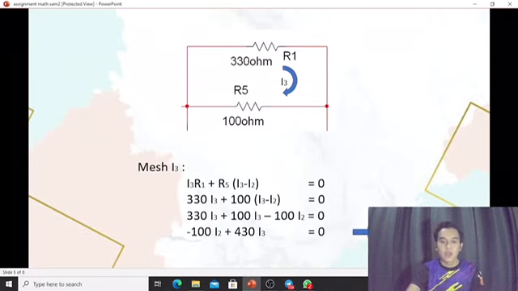Lastly, we have to finish circuit I3. Same as the other circuits, we have to know the direction of the electric current. So the problem will be solved. The answer for mesh I3 is negative 100 I2 plus 430 I3 equals 0.